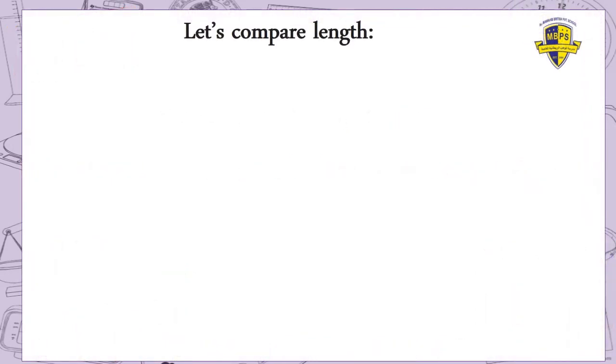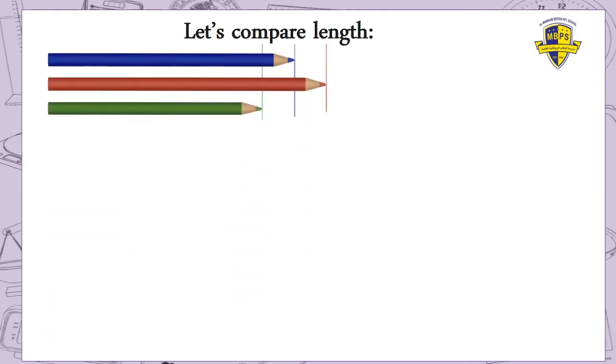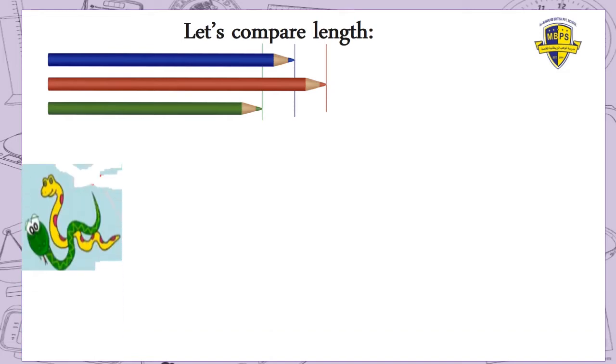First of all, let's compare length. What do we mean by comparing length? We have 3 color pencils here. Can you tell me which one is the shortest one? Excellent, the green one. And which one is the tallest? Good, the red one. So what we mean by comparing is to know which one is shortest, which one is longest. Now we will learn how to compare length using the units of length.